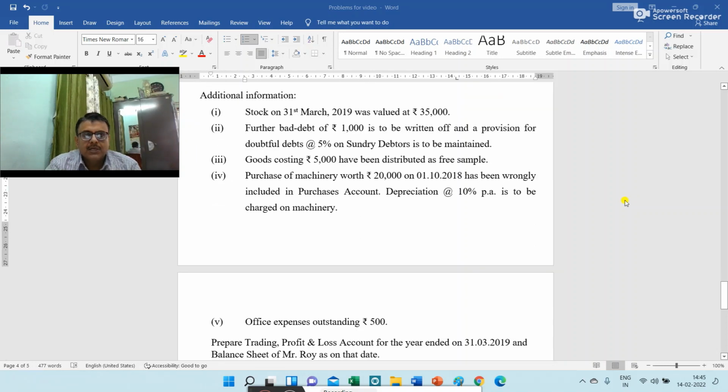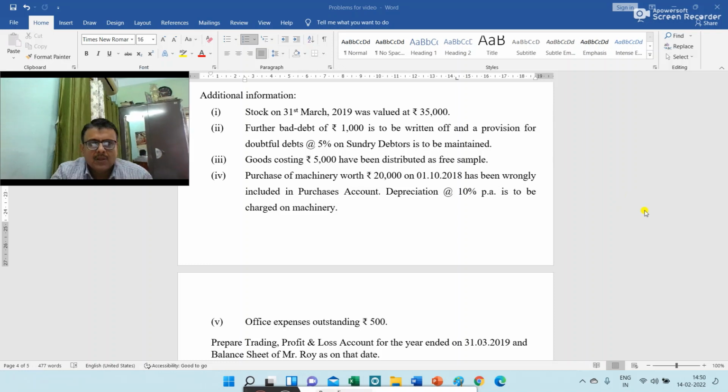Additional information: stock on 31st March 2019 was valued at rupees 35,000. Further bad debt of rupees 1,000 is to be written off and a provision for doubtful debts at 5% on sundry debtors is to be maintained. Goods costing rupees 5,000 have been distributed as free samples. Purchase of machinery worth rupees 20,000 on 1st October 2018 has been wrongly included in the purchases account. Depreciation at 10% per annum is to be charged on machinery. Office expenses outstanding rupees 500.